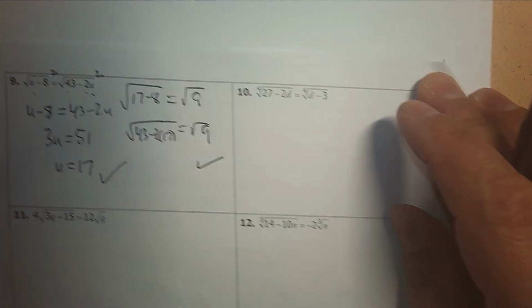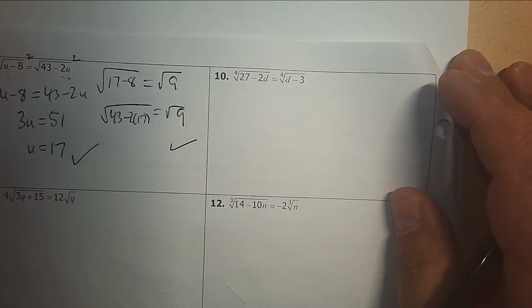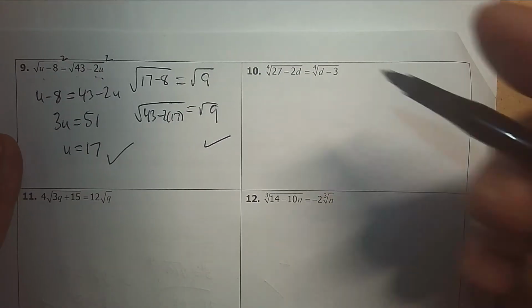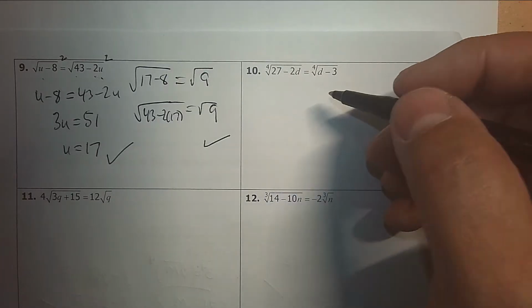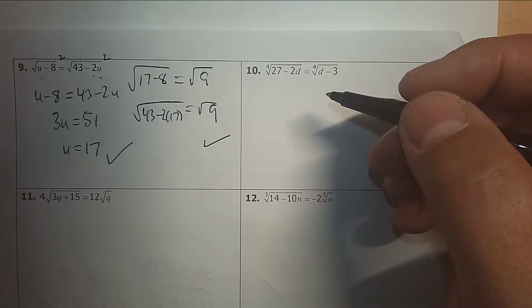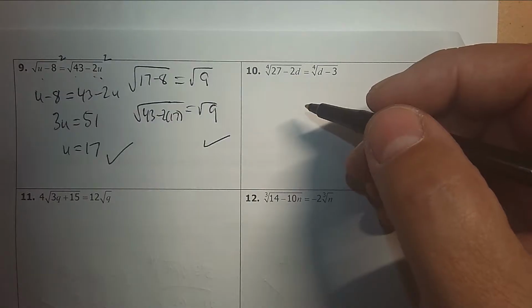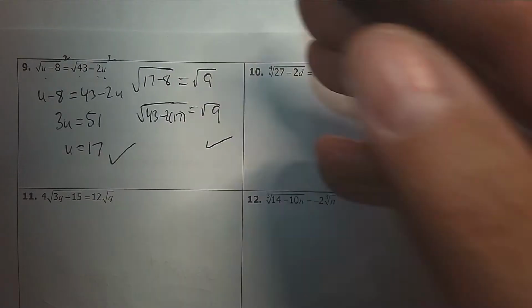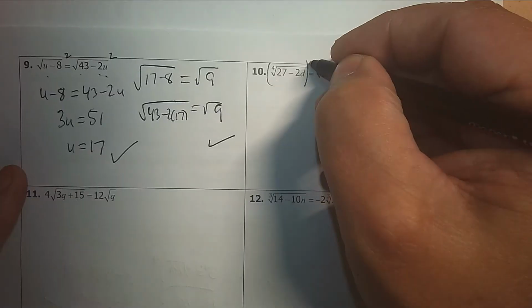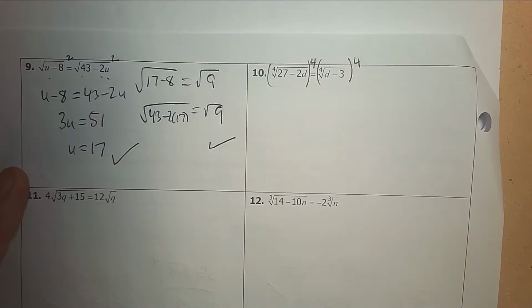Number 10. Let's see where we're at. Hey, Dahlia, how do I solve number 10? So, do you notice the index is the same on both sides? How do I undo a fourth root? I do the exponent that goes with the index. So the power of 4 undoes the root 4.